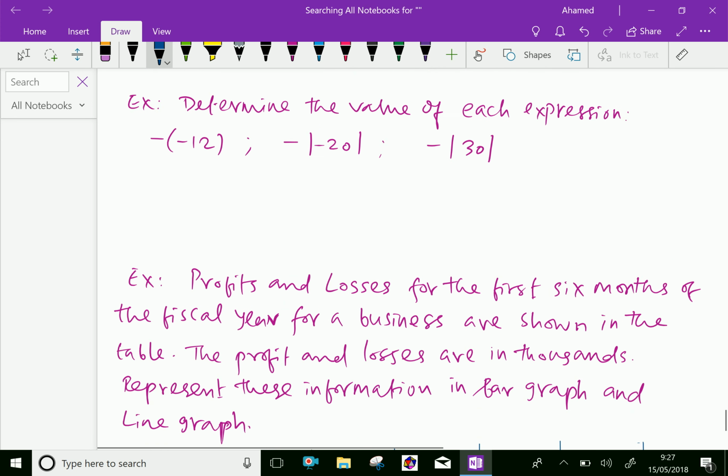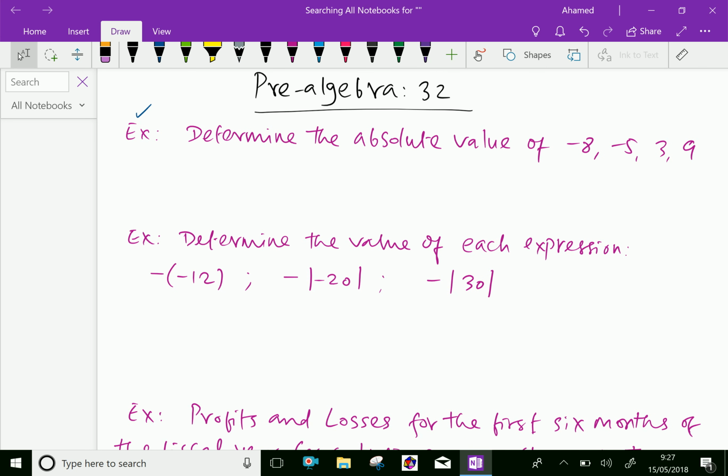Now here, we can represent absolute value with two vertical lines, written around the number. The absolute value of -8 is equal to 8, which means the absolute value of a positive as well as a negative number is positive only. Now the absolute value of -5 is equal to 5, the absolute value of 3 is equal to 3, and the absolute value of 9, even though it's positive, is positive itself, 9.